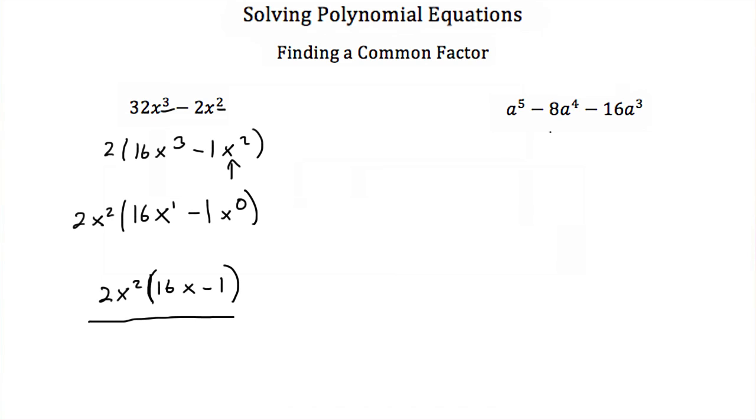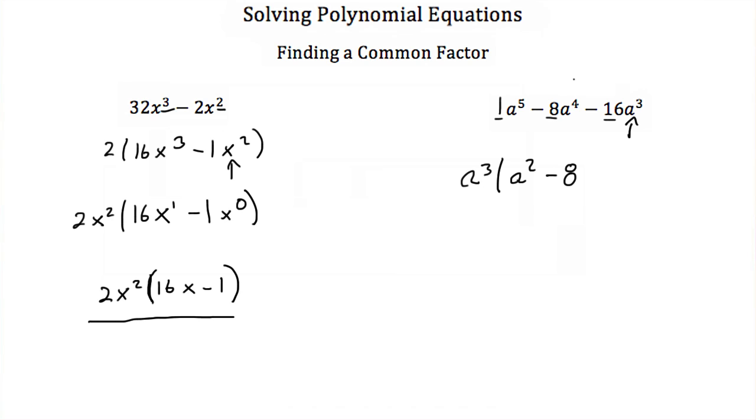Let's try this again. Here we have a to the 5th minus 8a to the 4th minus 16a cubed. Well, there's no constant we can factor out because this is a 1 and then 8 and 16. None of those are readily divisible by any number. But we can factor out this a cubed. So if I factor out an a cubed, I'm left with, well, a to the 5th minus a to the 3rd, or 5 minus 3, we'd be left with a squared. And we have a minus 8.